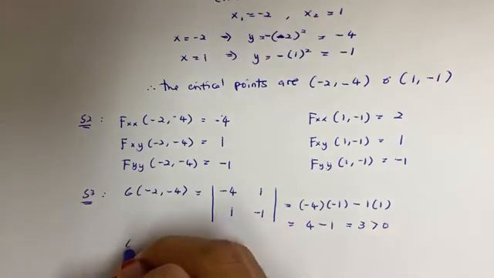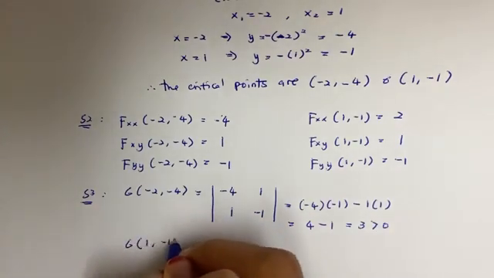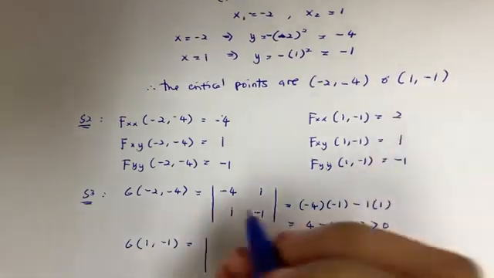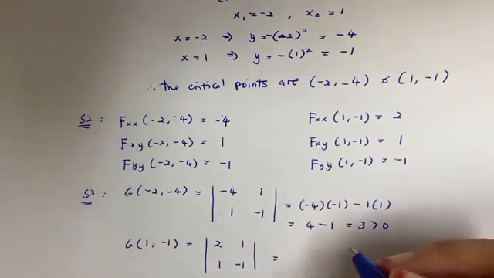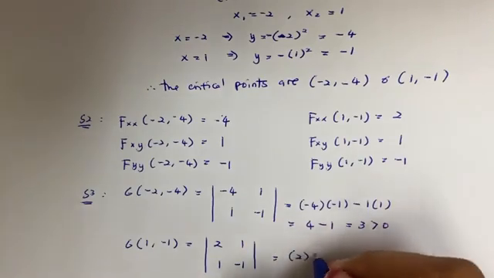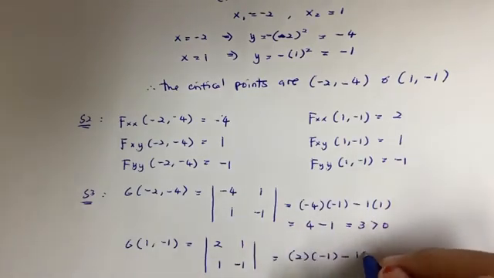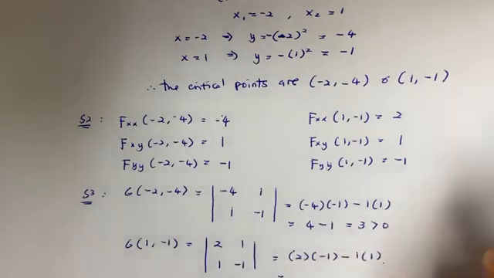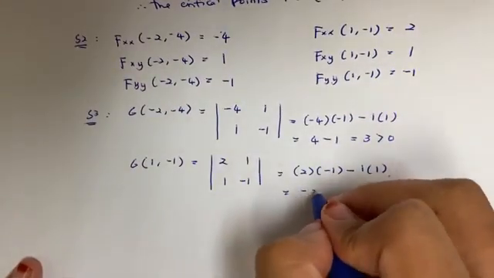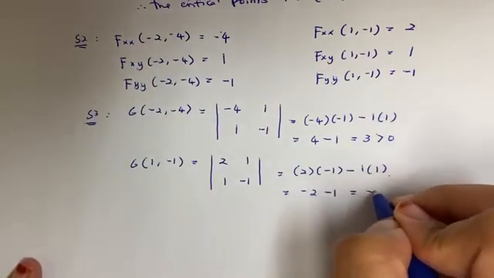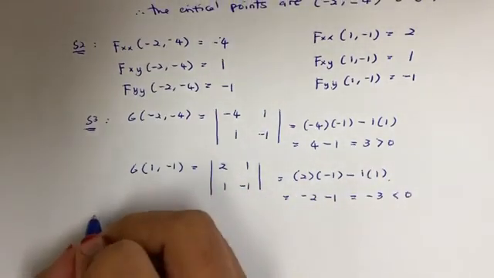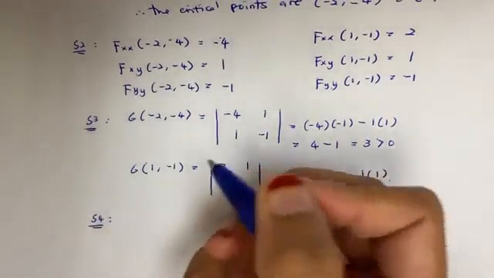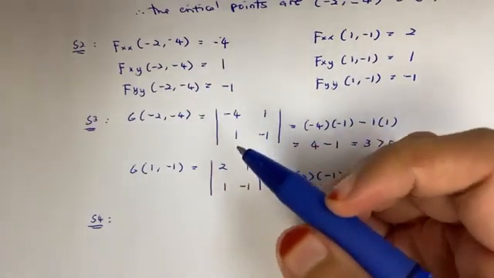Then for the second critical point, which is 1, negative 1, we have 2 over here, then 1, 1, and negative 1 here. For this one, we have 2 multiplied by negative 1, minus 1 multiplied by 1. So negative 2 minus 1 is negative 3, and negative 3 is less than 0. Now you have your g and fxx, so we can move to the conclusion.